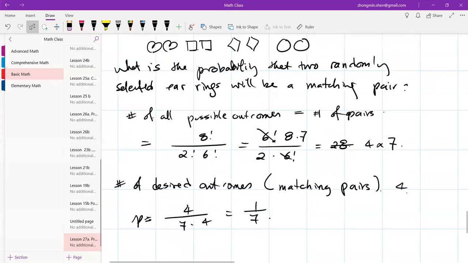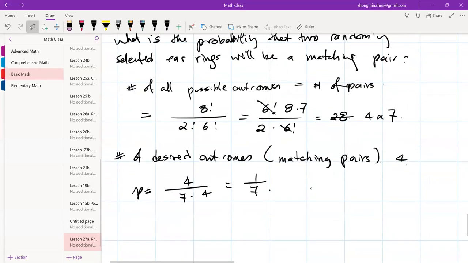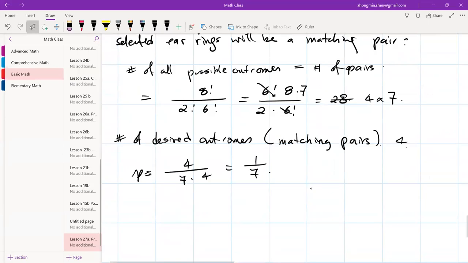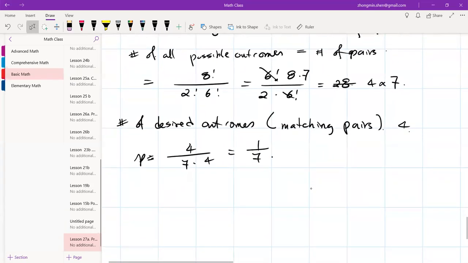First of all, you have 8 boxes. Then you pick a pair. How many pairs of boxes do you get? 8 factorial over 2 factorial times 6 factorial. That's the standard formula, which is 4 times 7 after you simplify. Then you look at the number of desired outcomes, which is matching pairs. That's only 4 matching pairs, clearly. So that's 4 over 4 times 7, that's 1/7.